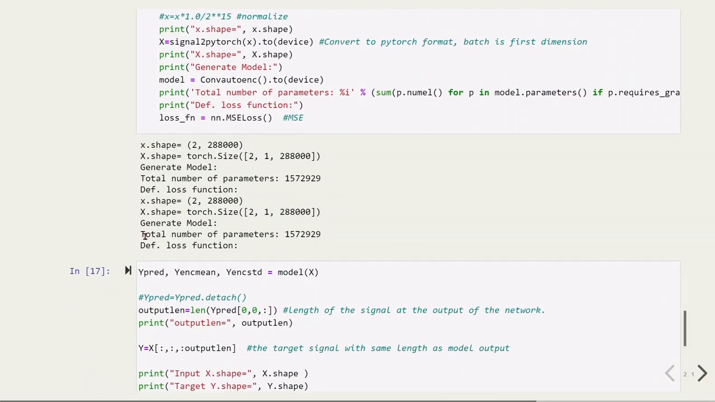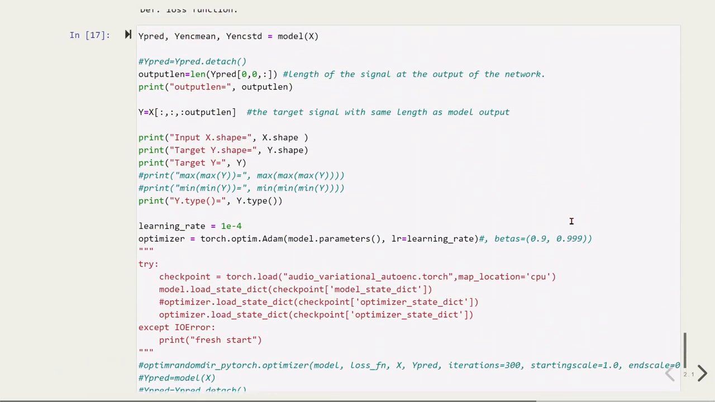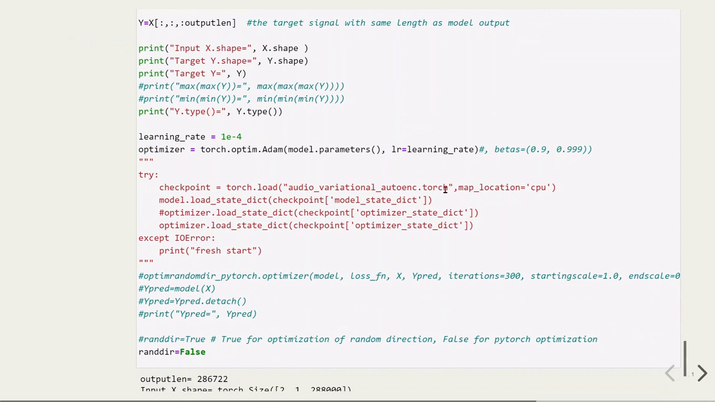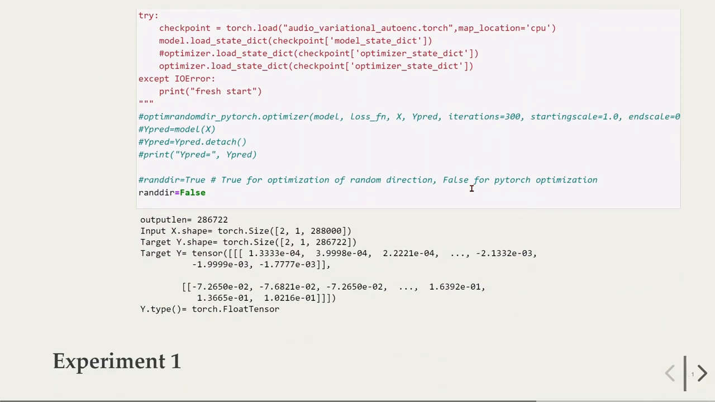So we have this part ready. Here we are defining also our optimizer. So we are using the Adam optimizer with a learning rate of 1e to the power of minus 4. And then we can start our experiments.